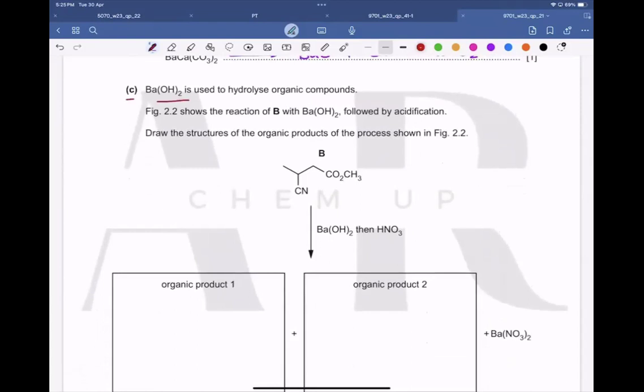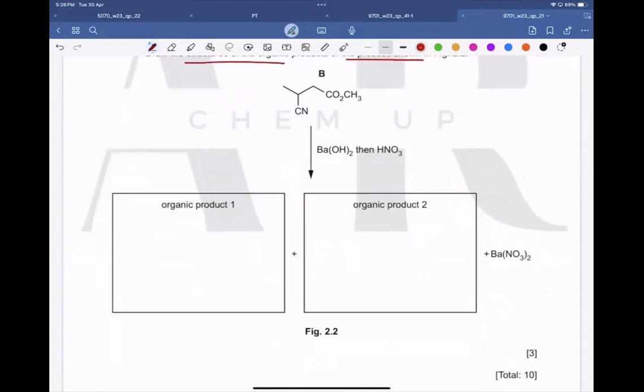Part C, barium hydroxide is used to hydrolyze organic compounds. Okay, yeah, it's an alkali, that's why, for alkaline hydrolysis. Figure 2.2 shows the reaction of B with barium hydroxide followed by acidification. Okay. Draw the structure of the organic products of the processes shown in figure 2.2.